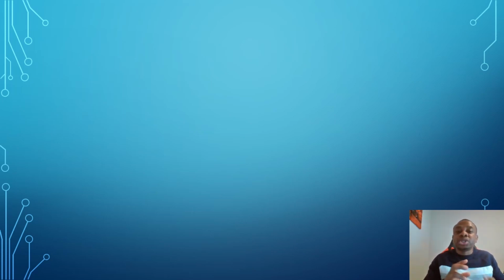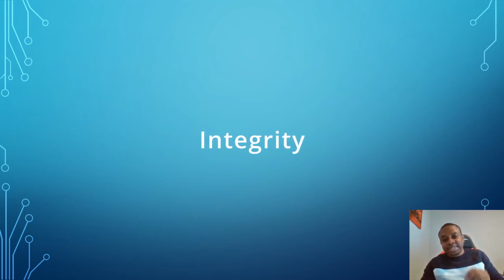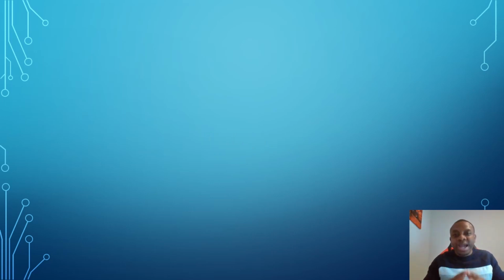Now, when there's a loss of confidentiality, it means that there's an unauthorized disclosure of information, because confidentiality seeks to prevent the disclosure of information to an unauthorized individual. So should an unauthorized individual gain access to information, there is a loss of confidentiality. Now, integrity. Integrity seeks to prevent the unauthorized modification of information. When there's a loss of integrity, that means there's an unauthorized modification or alteration of information.